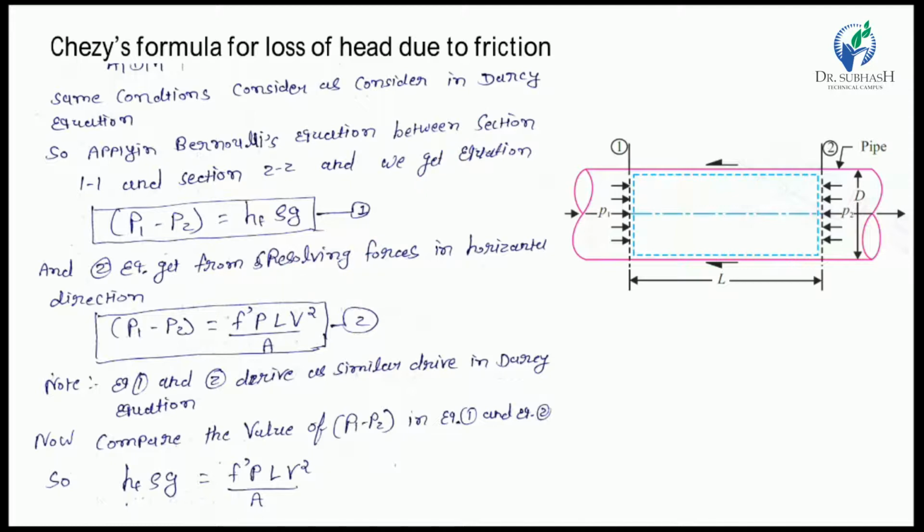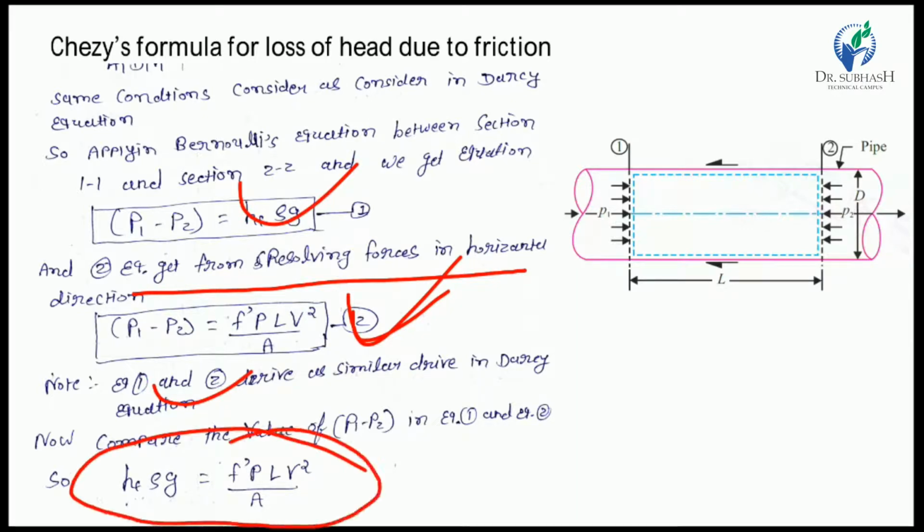Similarly, we resolve the horizontal forces. Then we also find the equation P1 minus P2 is equal to F' P L V square upon A. This equation was also derived in the Darcy-Weisbach formula, so we do not discuss it further. So now comparing the value of the pressure difference from both equations, equating the pressure difference and writing.